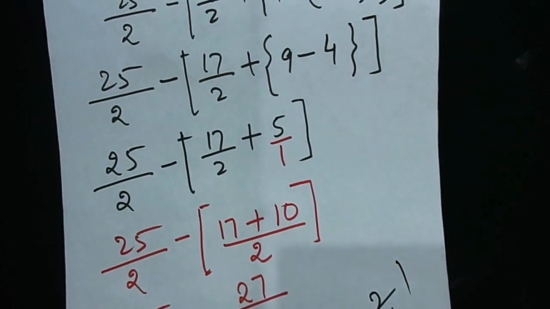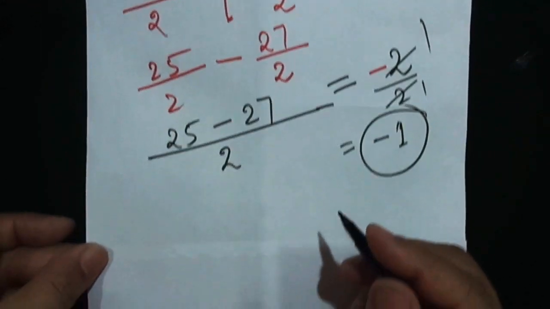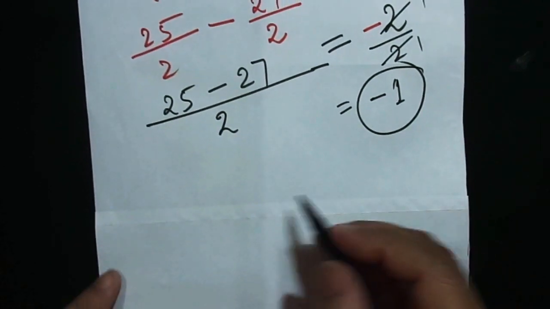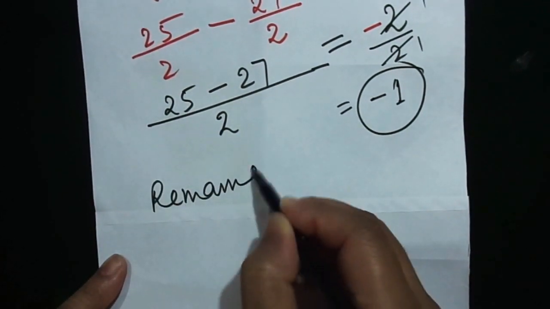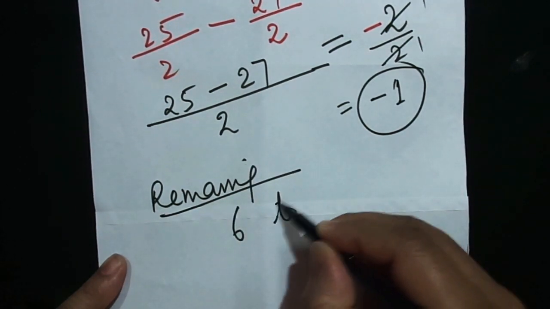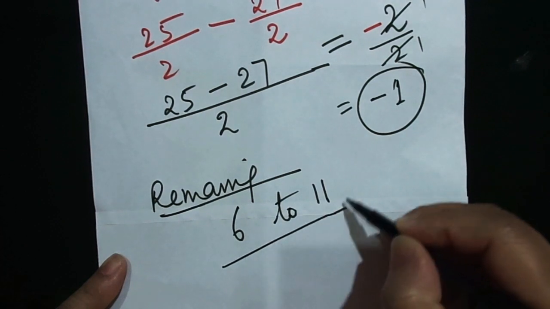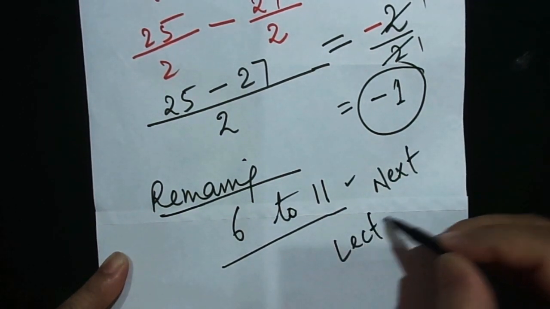So what we found is that these sums are truly very, very easy, and the remaining sums from 6 to 11 will be in the next lecture.